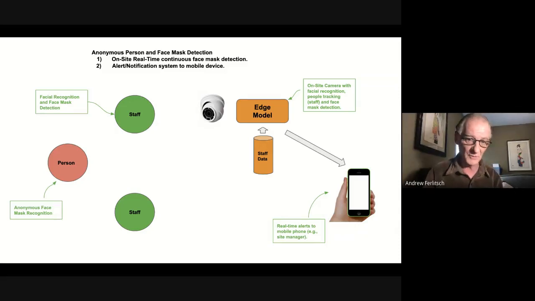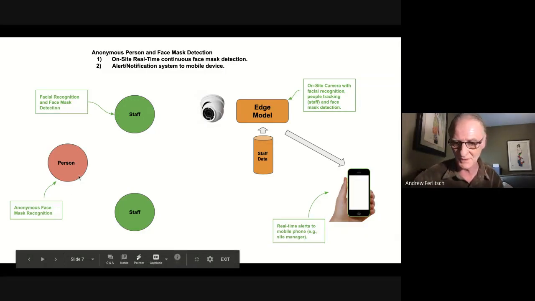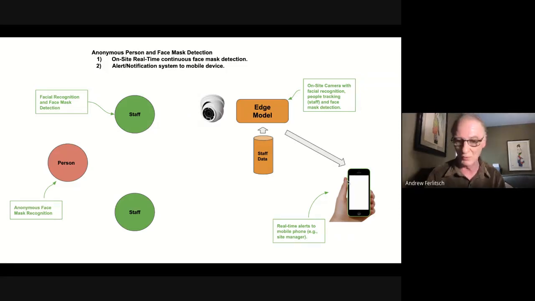At the same time, you want to do the same thing for the face mask recognition or detection. So for staff, of course, you have to do the facial recognition as well as the face mask detection. And then for people, you're going to do the anonymous people detection with the face mask recognition. And again, you're going to send all that data to some mobile or IoT device in real time.